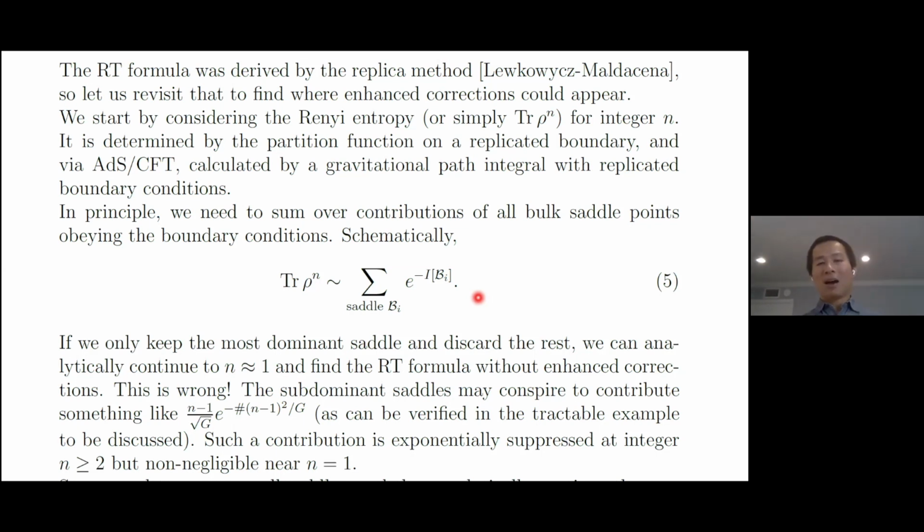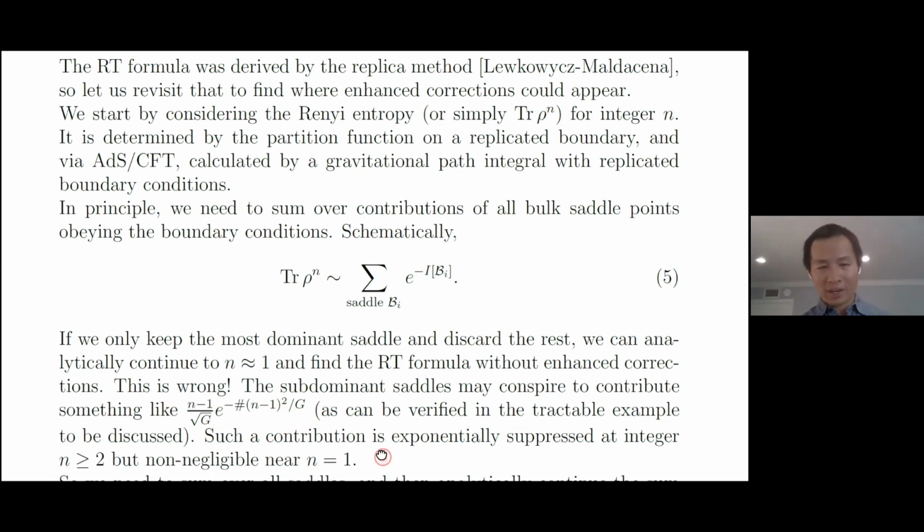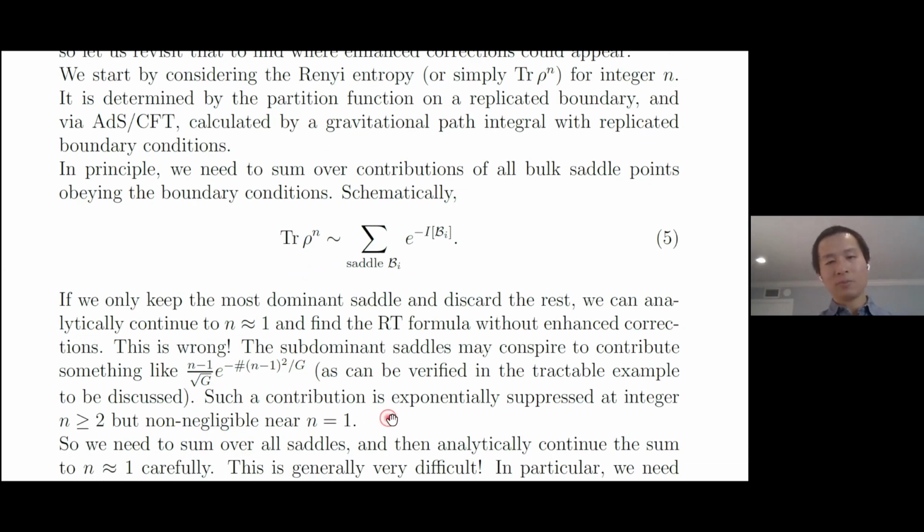Somehow the subdominant saddle points, even though they are very small, conspire to contribute something like e to the minus (n minus 1) squared over g with some prefactor. And if you had something like this, then it's very tricky, because this contribution is exponentially suppressed at all integer n greater than or equal to 2. So if we compute the Rényi entropy, it would be very hard to see this. You have to be very careful.